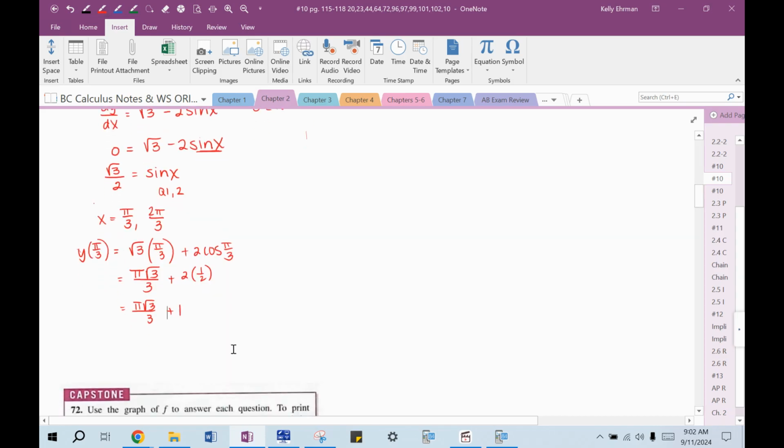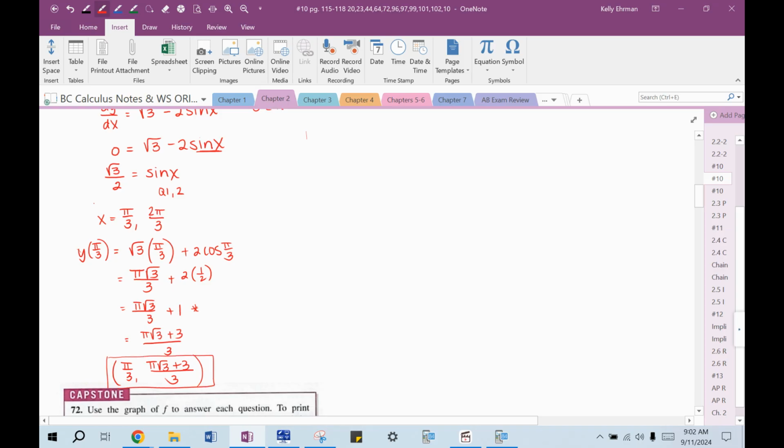Or I did simplify it, because if this were a multiple choice problem, they almost always get a common denominator and put things into one fraction. So just so you're aware of that. So one of the ordered pairs where there's a horizontal tangent is at the input pi over 3 and the output pi radical 3 plus 3, all over 3. Or you could leave it like this and that would be fine.